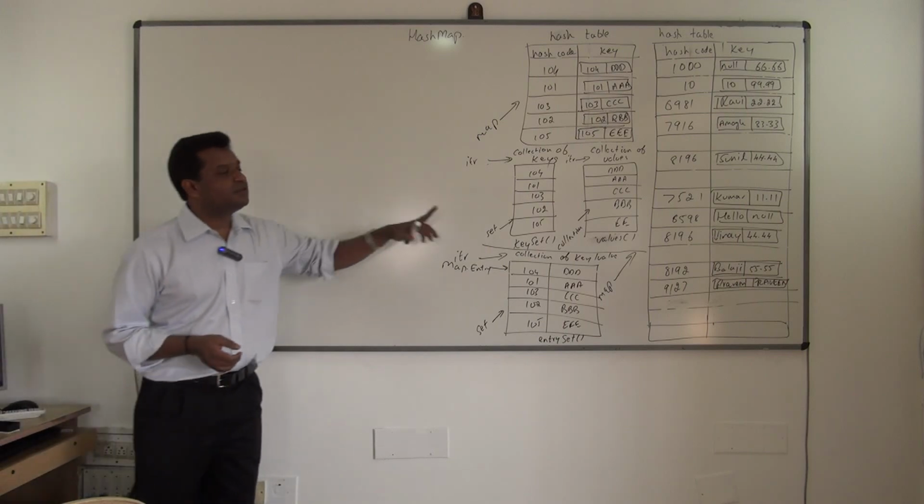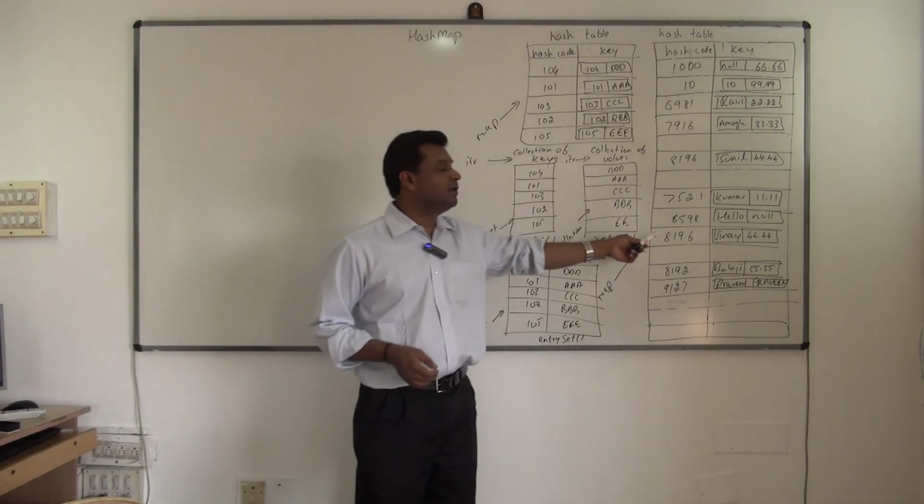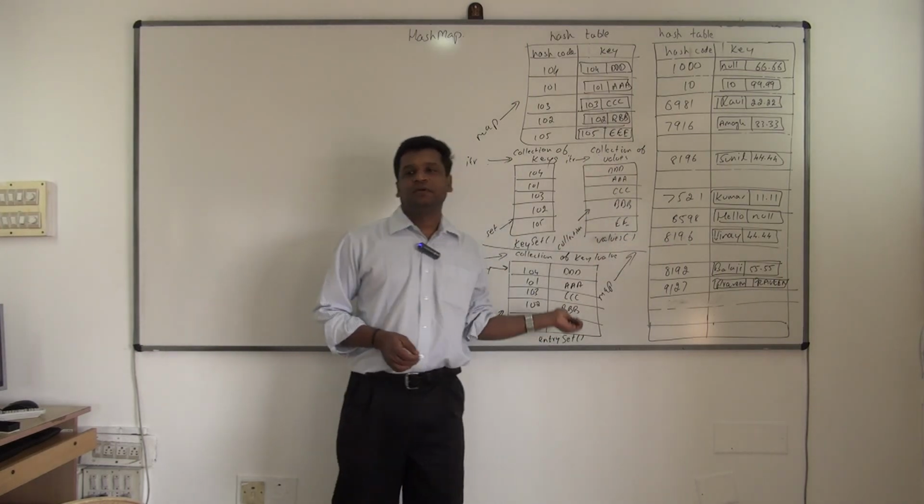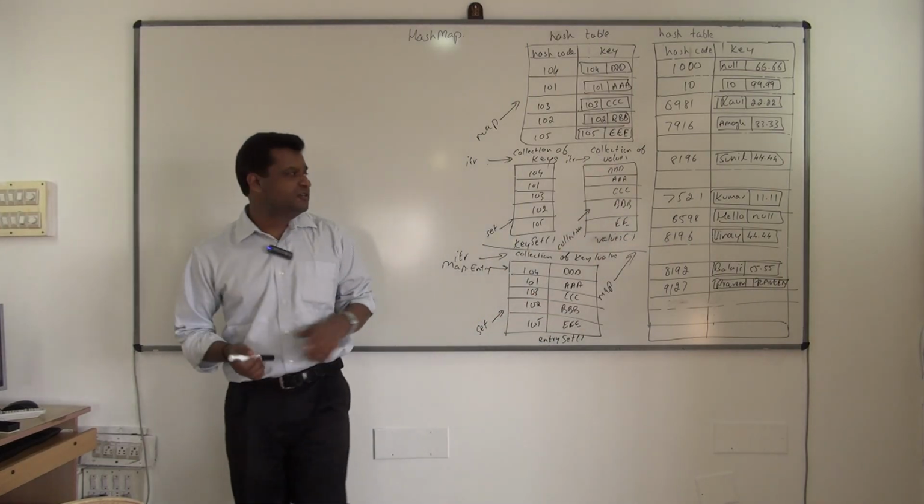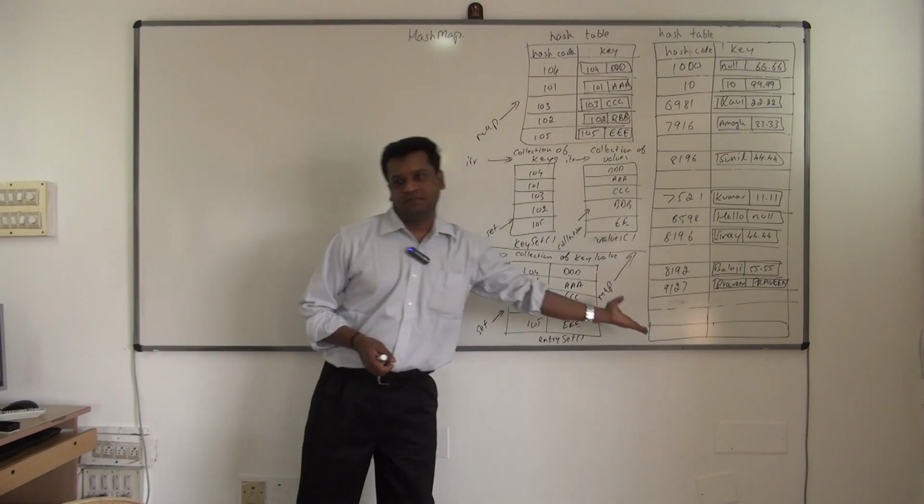Are you clear with these two diagrams now? This diagram is for examples 1 and 2. This diagram is for example 3. And if you wish, you can try iterating through that also. That's your wish.